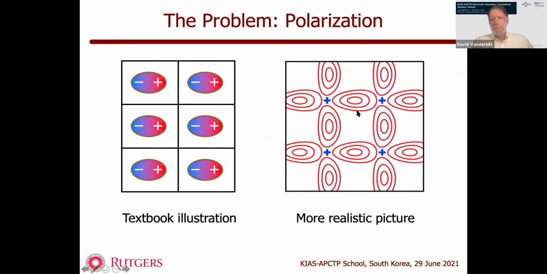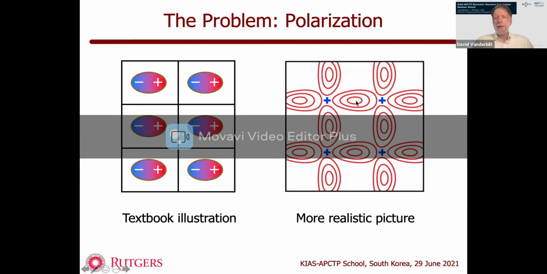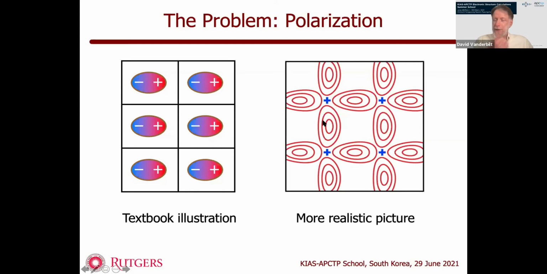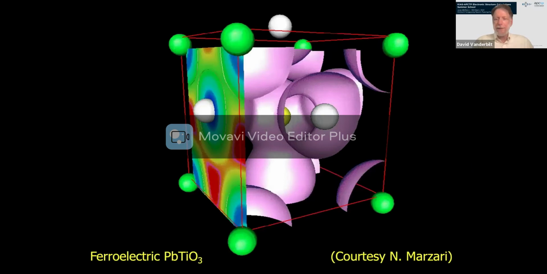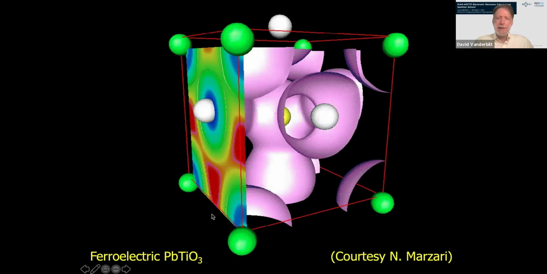But the problem is that real materials don't behave like this. Real materials have positive point ions, the electron charges are quantum mechanically distributed into clouds that are not separated into separate regions. And this is a plot that was generated many years ago by Nicola Marzari, whose name I'm sure you also know. This is for a material, lead titanate, that I'll talk about in the second talk. It's a material that we wanted to be able to calculate the electric polarization for.